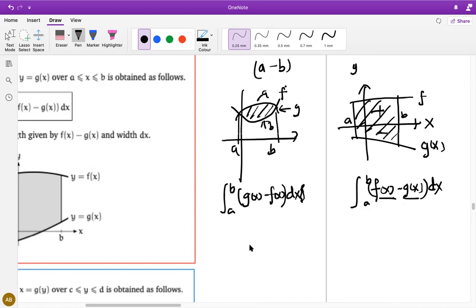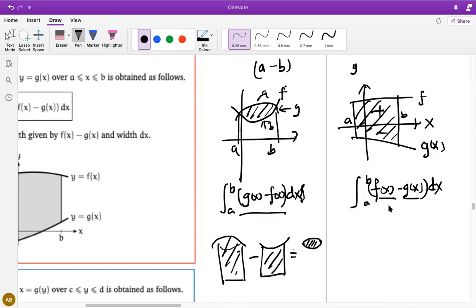And then this one, g(x) will be here, and then f(x) will be here. So you minus these two areas, and you will get the area in the middle. So you use the same formula.